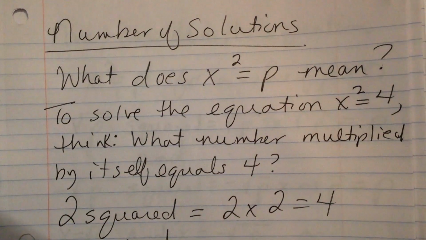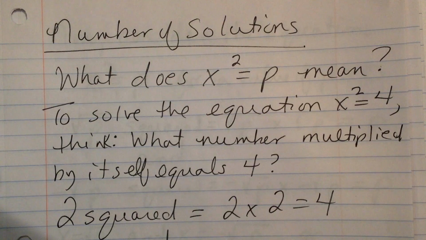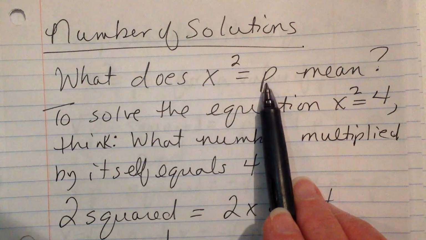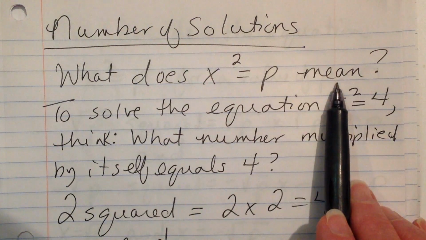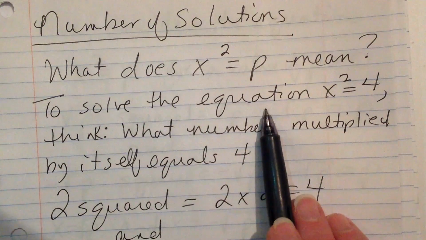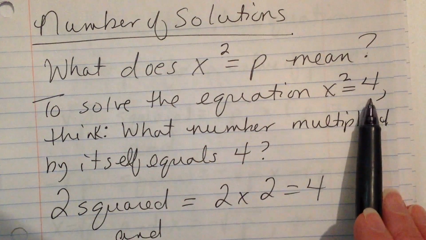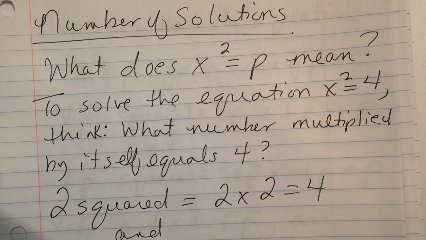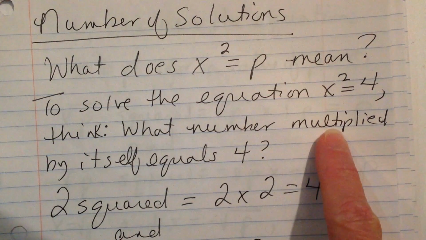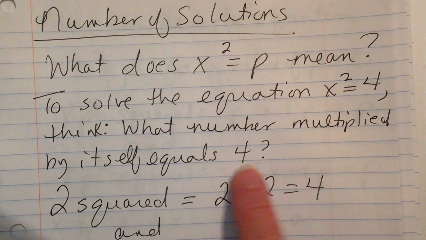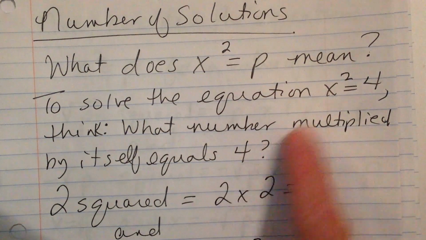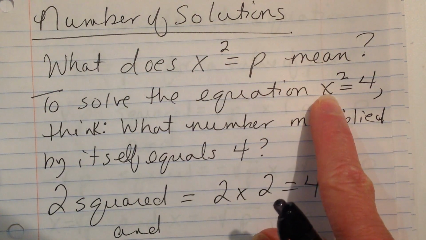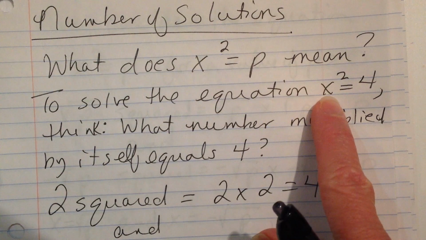Let's talk about the number of solutions. What does x squared equals p mean? To solve the equation x squared equals 4, this is what you need to think. What number multiplied times itself gives you 4? What number can you plug into that equation and square it so that you get 4?